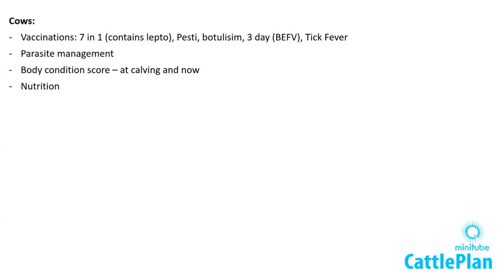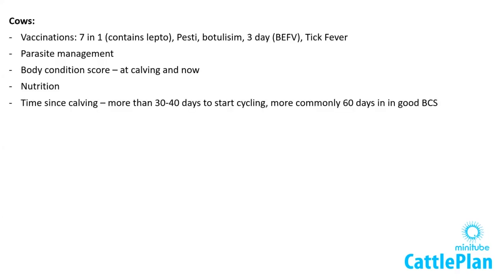Then when we look at joining, the body condition score they need to be in is back around that 3, 3.5 and going forward. And that just means as long as they're putting on weight, then they will keep cycling well, and there's a higher chance that they'll get pregnant. So that all goes back to nutrition, like the bulls.